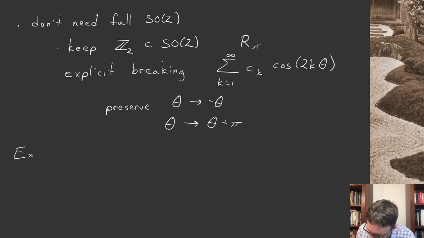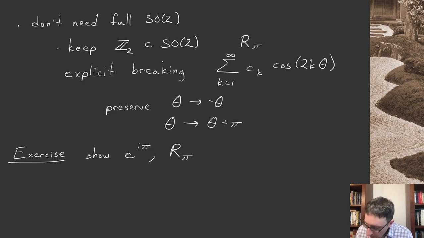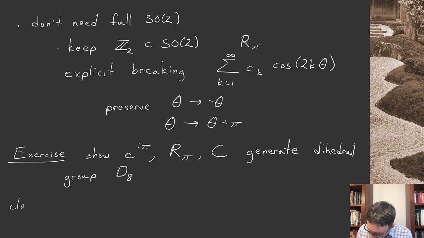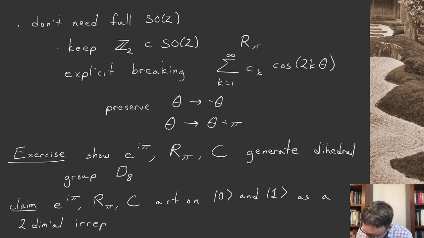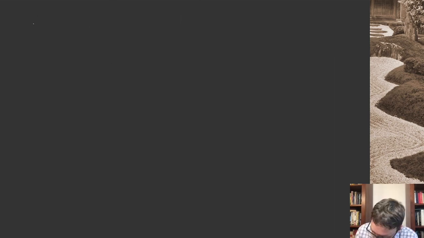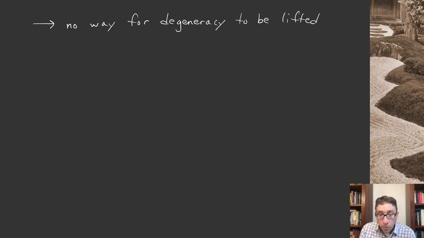And now we have our second exercise, which is to show that these three elements, e to the I pi, the central element, a rotation by pi, and this charge conjugation, or Z2, that the three of them together generate the dihedral group D8. And then what we see here is that because we have this group with irreducible representations that are larger than one-dimensional, these three elements, e to the I pi, R pi, and C, act on our degenerate ground state in this gamma equals 1/2 case as a two-dimensional irreducible representation of D8. So there are some consequences of this. One is that there's no way for the degeneracy to be lifted, no way consistent with the symmetry.